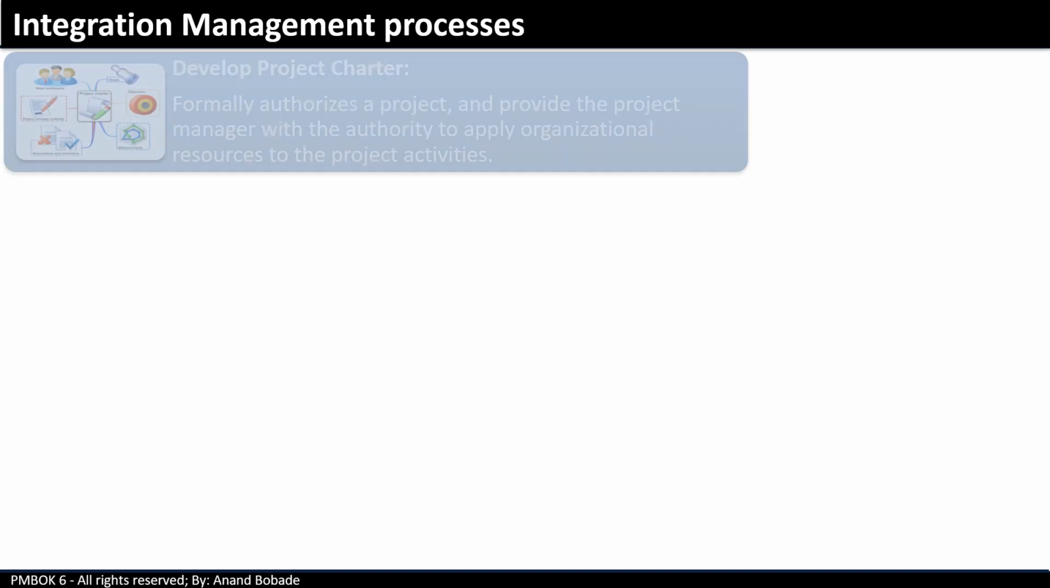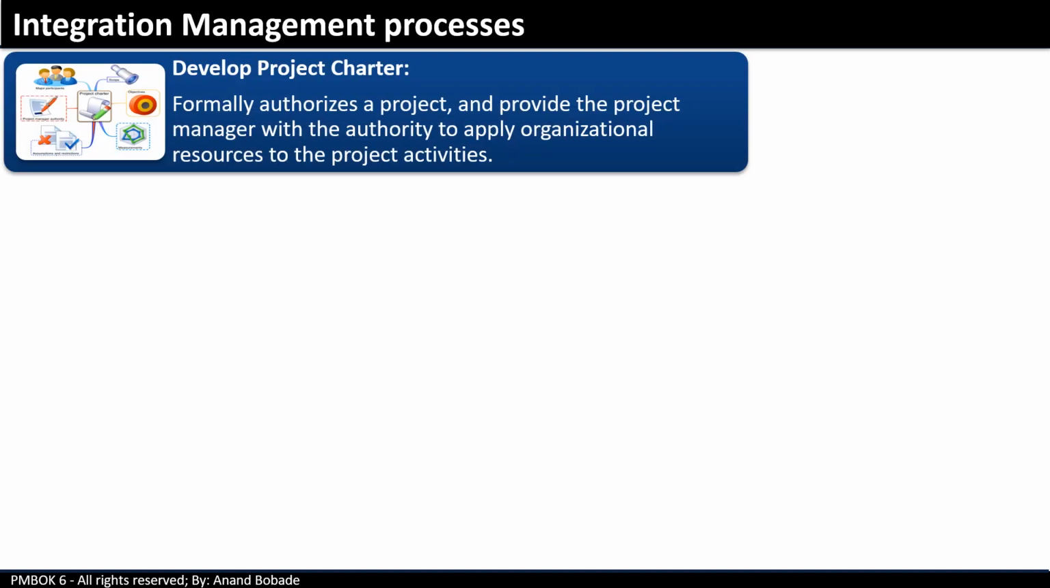Let's list out all the processes in the integration management knowledge area. There are a total of 7 processes which span across all 5 process groups. The first process is develop project charter. It formally authorizes a project and provides the project manager with the authority to apply organizational resources to the project.